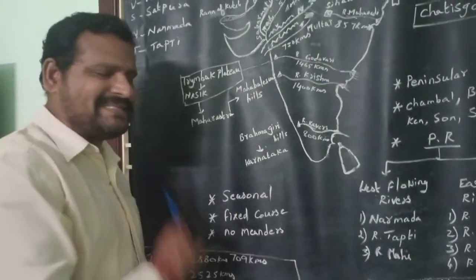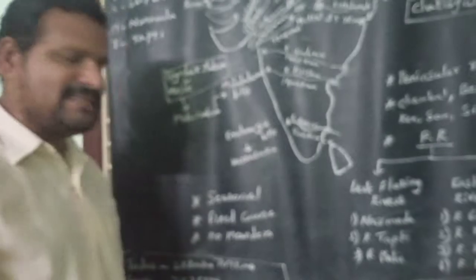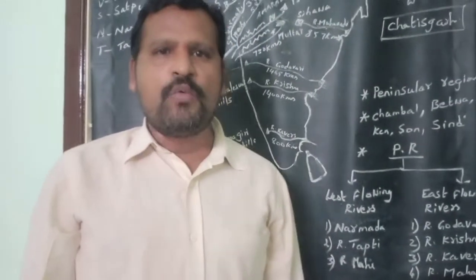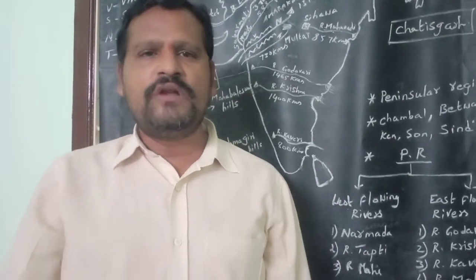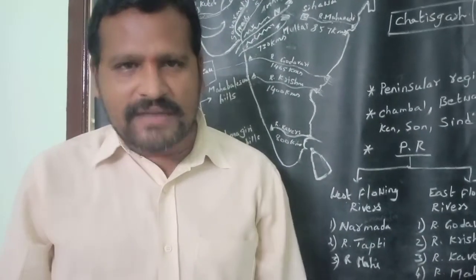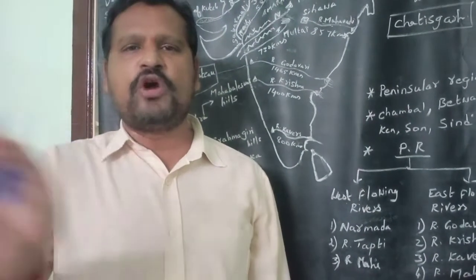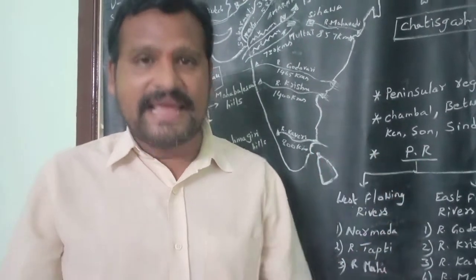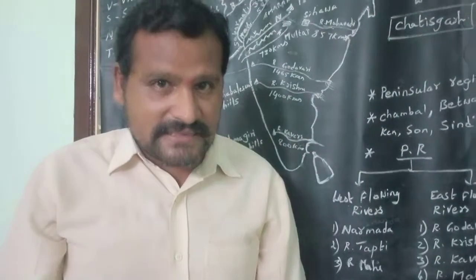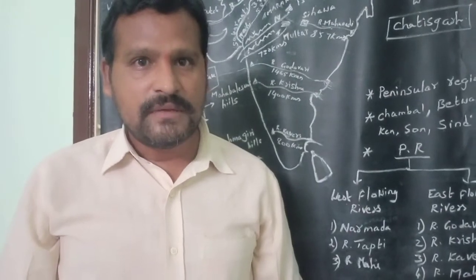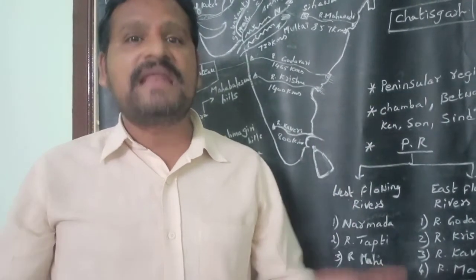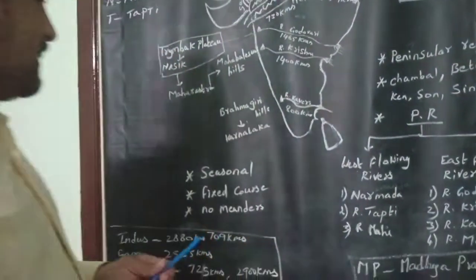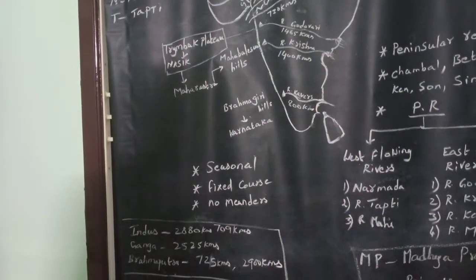Peninsular rivers are seasonal. That means the water in the peninsular rivers does not flow throughout the year. They dry up. When rainfall occurs, the peninsular river gets water; otherwise peninsular rivers dry up. Okay children, so these are the characteristics of the peninsular rivers.